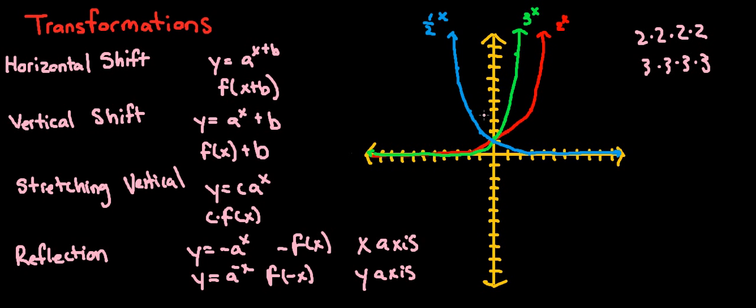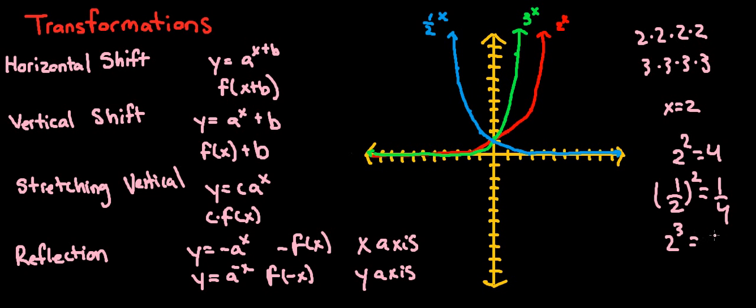And if I think about it, let's say I start taking points. Say for x is equal to 2, for these different functions, 2 squared is equal to 4. 1/2 squared is equal to 1/4. And if I did 3, 2 to the third is equal to 8. 1/2 to the third is equal to 1/8.